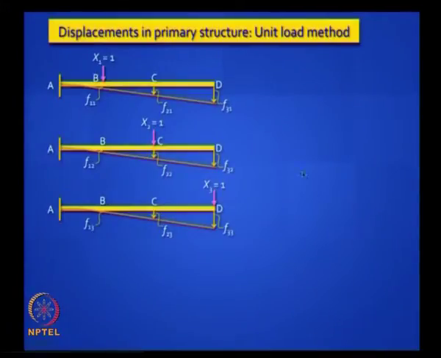So I have shown here 3 diagrams, 3 cantilever beams, they are all identical beams, but I apply x1 equal to 1, x2 equal to 1, x3 equal to 1, not all at the same time but separately. The definition of the flexibility coefficient is that the deflection here caused by x1 equal to 1 is called f11, this is f21, this is f31, this caused by x2 equal to 1 is f12, f22, f32 and so on and so forth. Is it clear?